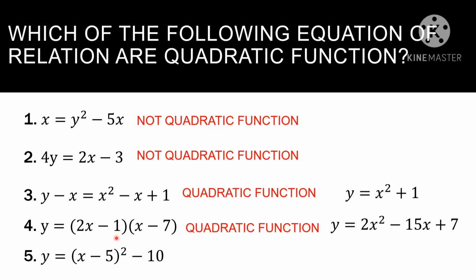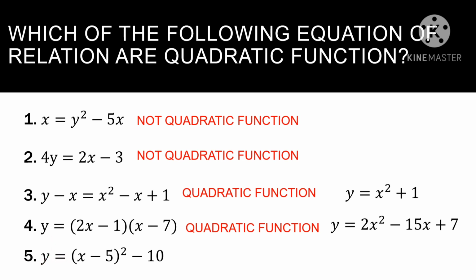Because you have 2x times x, so you have 2x squared. Then you have 2x times negative 7 is negative 14x. The negative 1 times x, negative x. So we add negative 14x plus negative x. So you have negative 15x. Then you have negative 1 times negative 7. You have positive 7. Okay, how about this number 5?